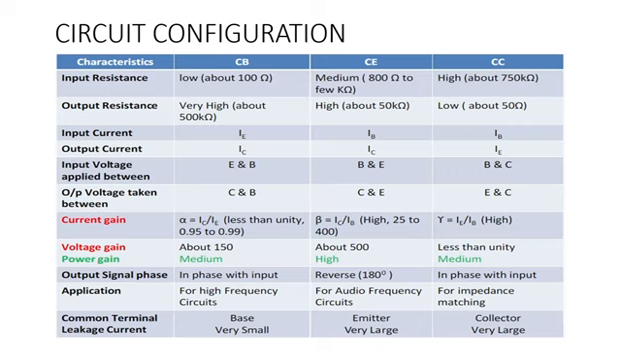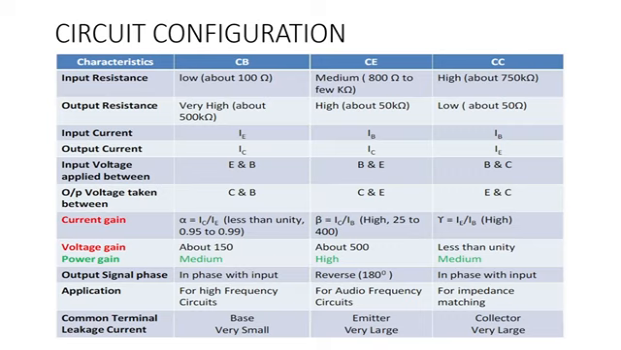The input resistance for CB configuration is low, about 100 ohms. For CE configuration, it is about 800 ohms to a few kilo ohms. And for common collector configuration, it is high, nearly around 750 kilo ohms. Output resistance for these configurations: for CB configuration is very high, about 500 kilo ohms, for CE configuration is high, about 50 kilo ohms, and for CC configuration it is about 50 ohms.